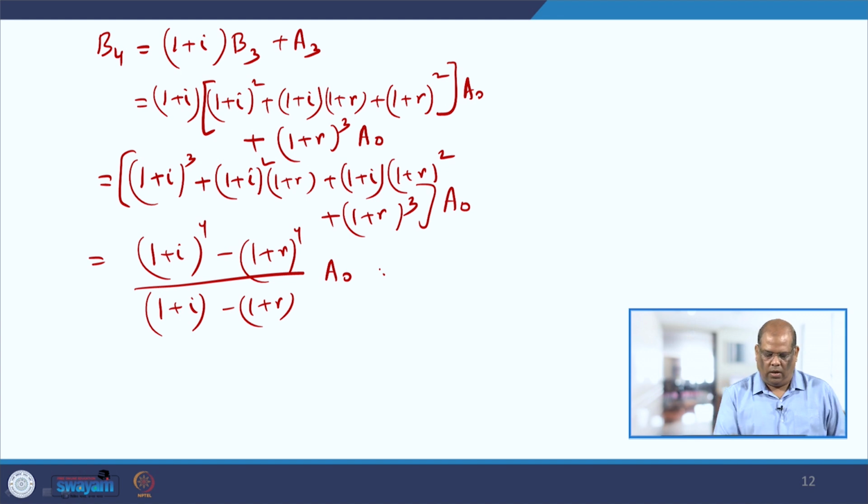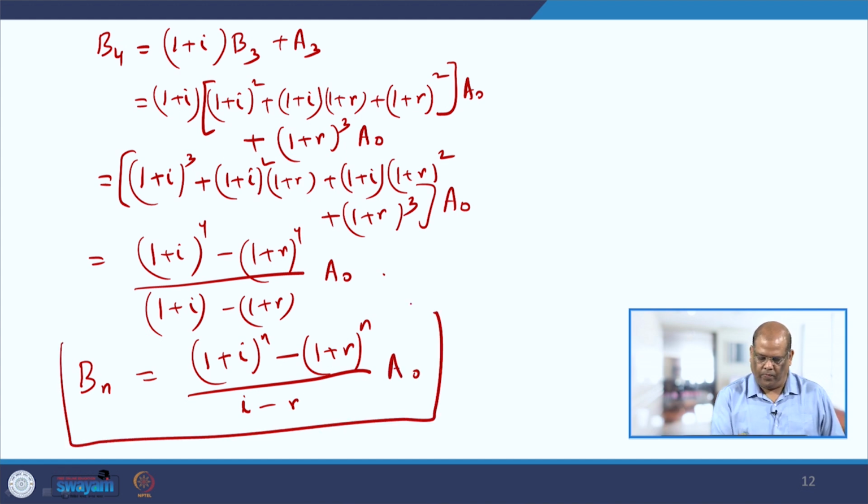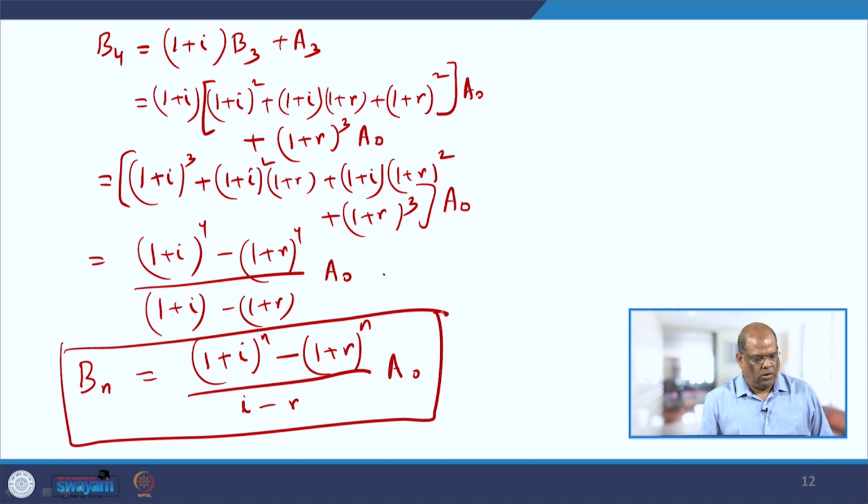So if I want to get the formula for Bn, I have to just follow the generalization. This will be [(1+i)ⁿ minus (1+r)ⁿ] divided by (i minus r) into A0. So this is basically what you get after the simplification of the model.